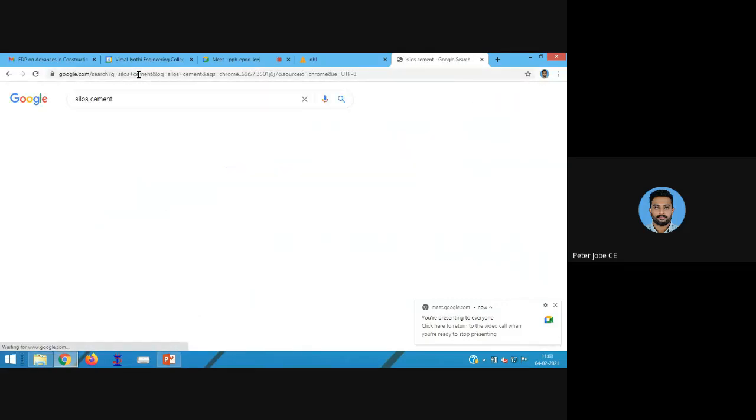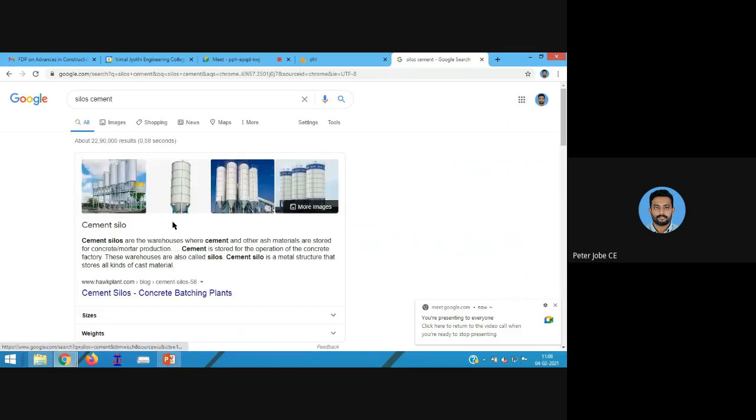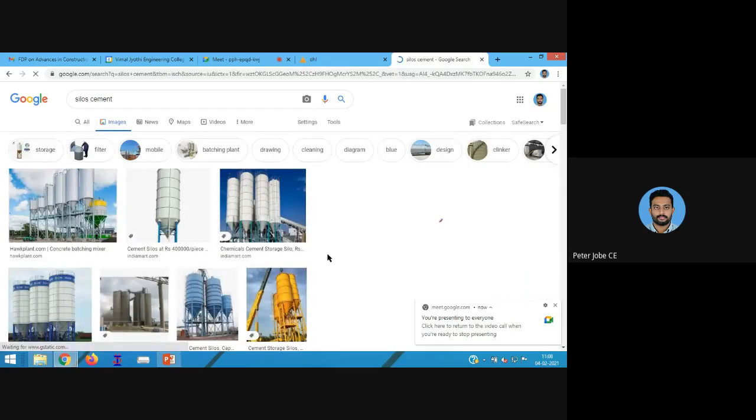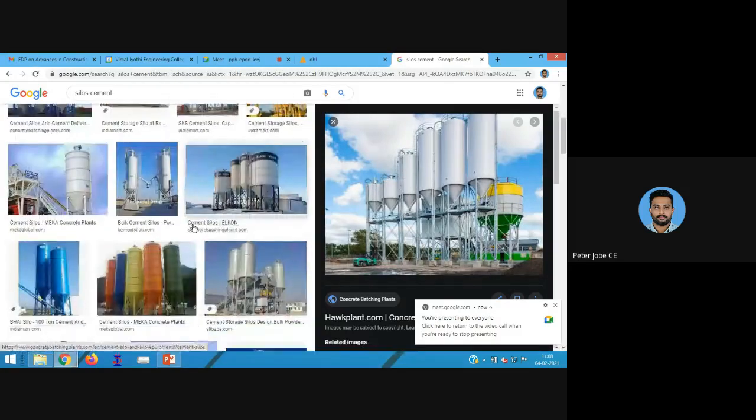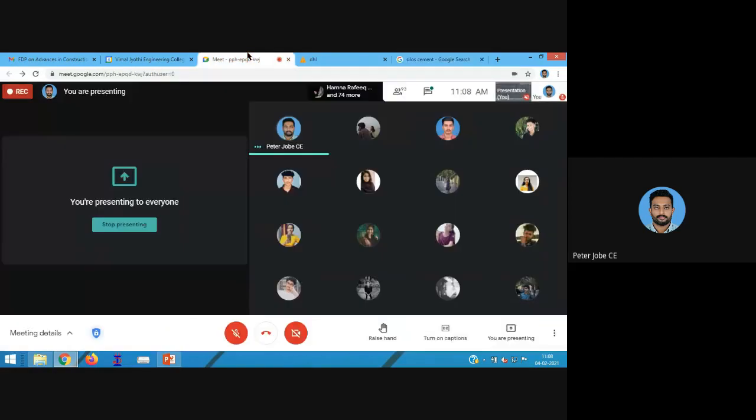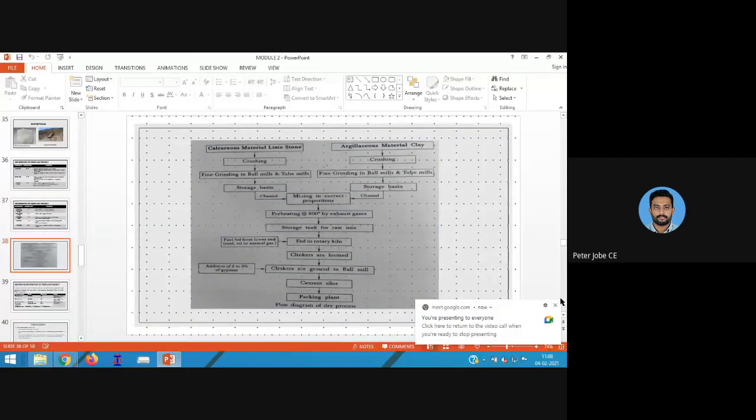So I hope you can see my screen. These are the storage silos. They'll be near these manufacturing units, you can see. There will be huge tanks. They will store the cement in silos, and then they will carry it and pack it. So these things will be stored in silos, and then it will be sent for packing.